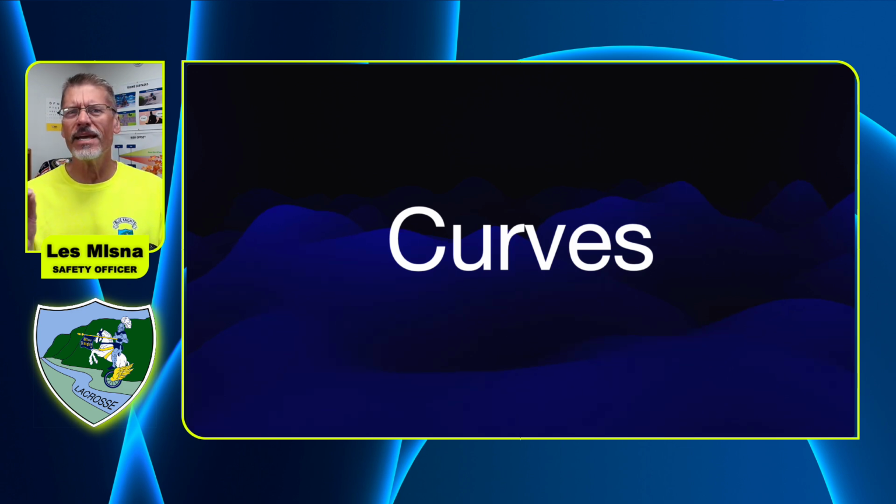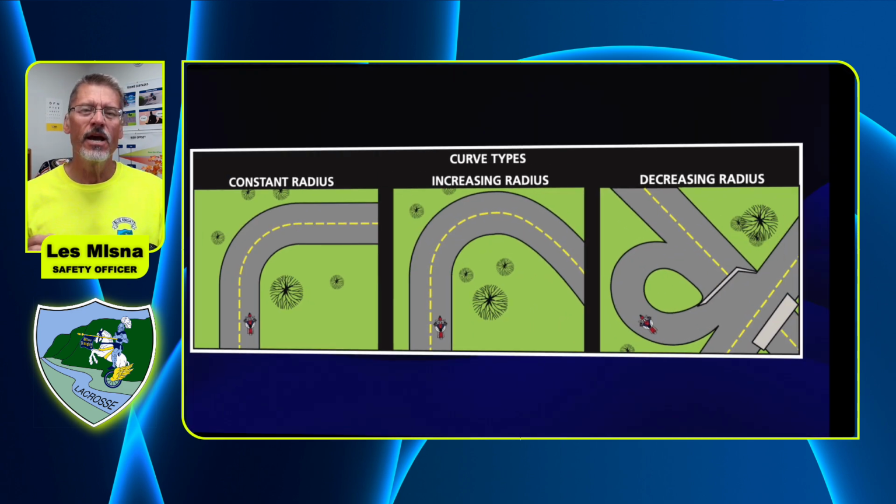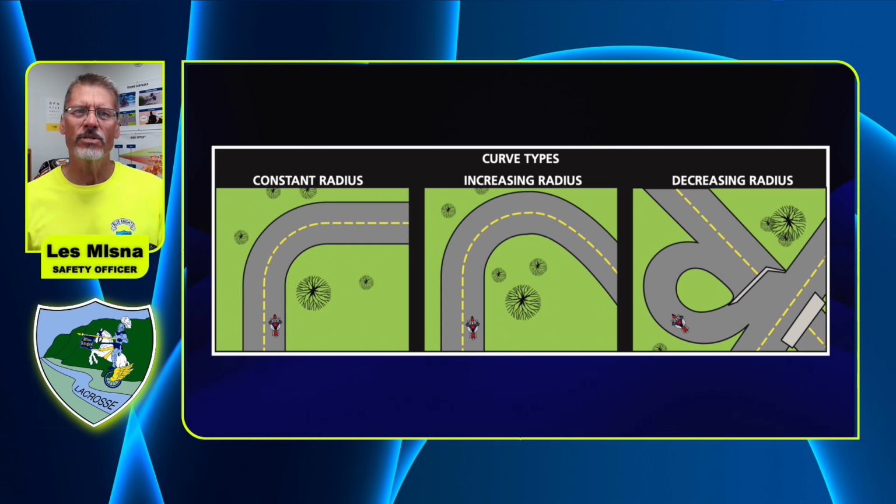So there are three general curve types. We have a constant radius, which has the same curvature throughout. We have an increasing radius, which has the curve open up. And then we have our decreasing radius, which has the curve close up and become progressively tighter, like an entrance to an on-ramp to an interstate or those types of things.